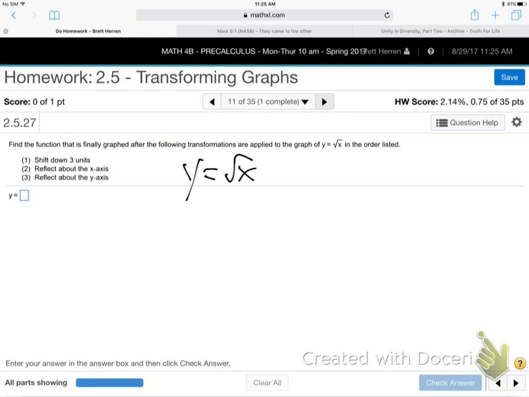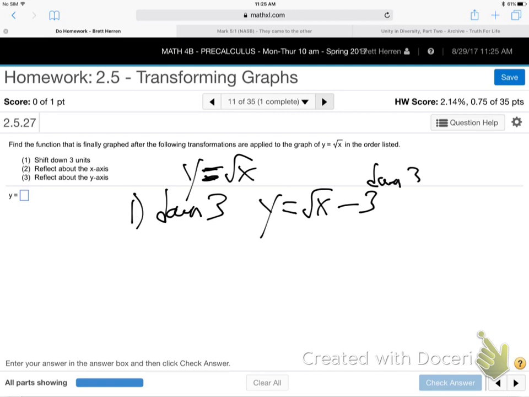Okay, let's do it one part at a time. So down 3. Take that equation and move it down 3. Down 3 is a y thing, so the action is subtract 3 outside of the root. It's not inside the root, right? Inside the root would be right, left kind of stuff. That's outside the root, so it's a y effect. Down 3, and y is normal: negative is down, positive is up. Good so far? That's step 1.